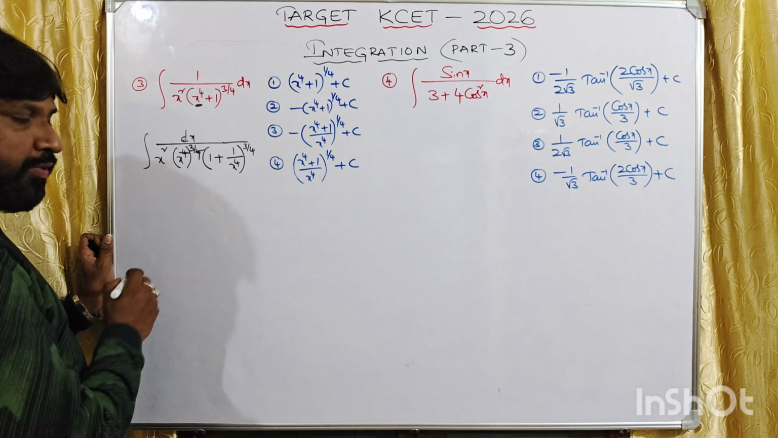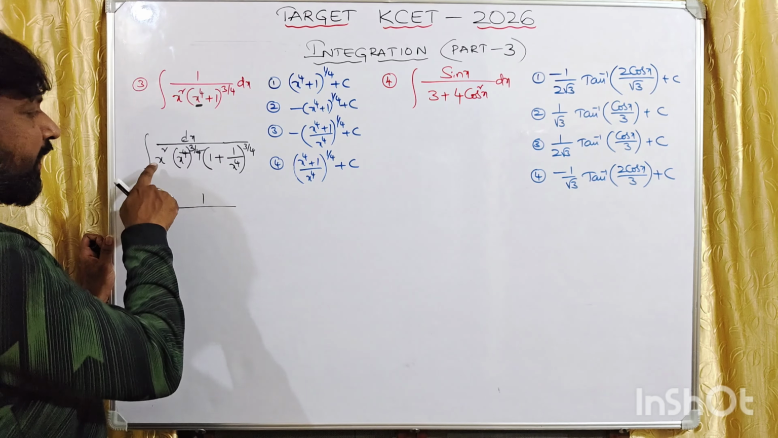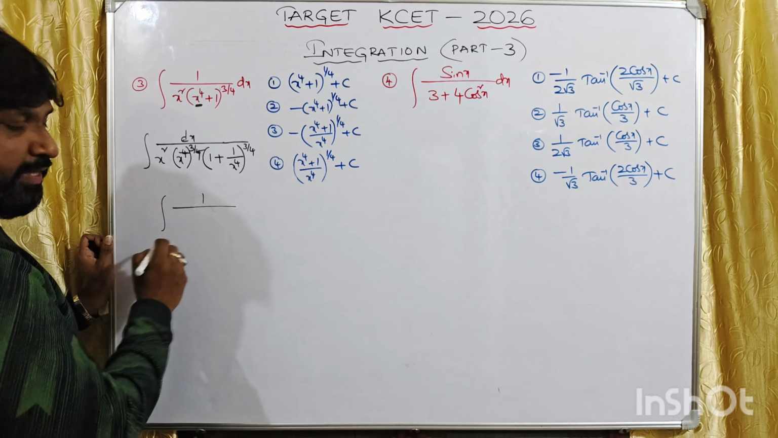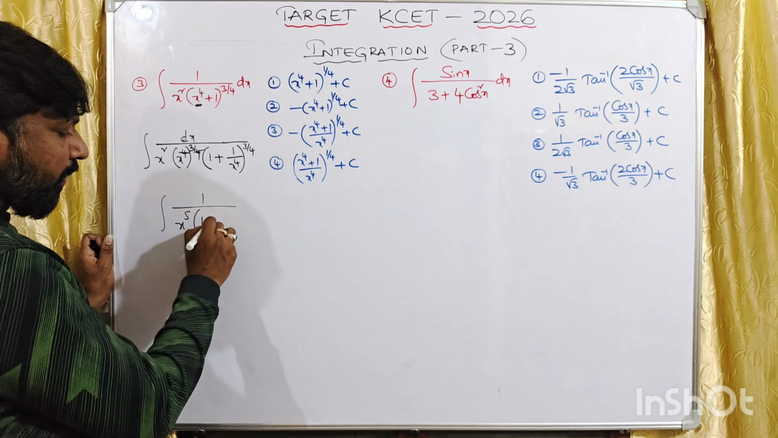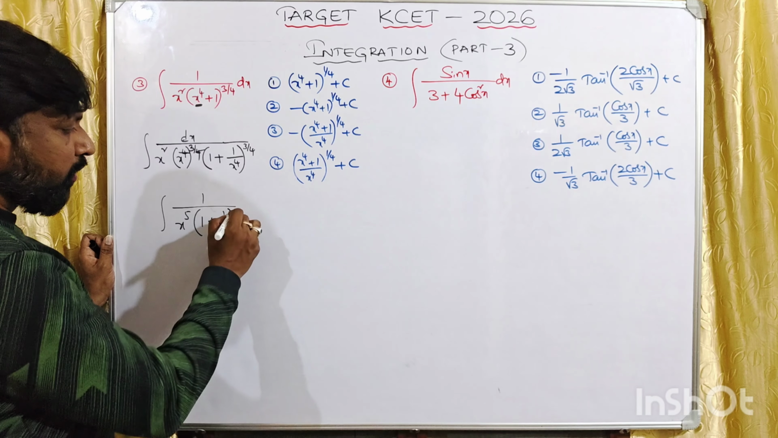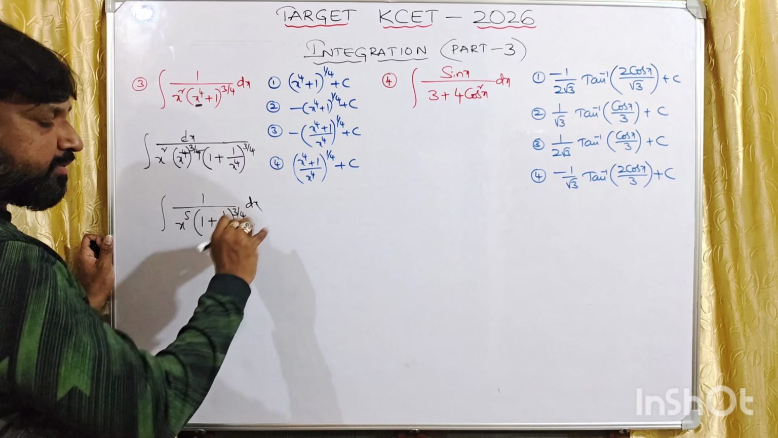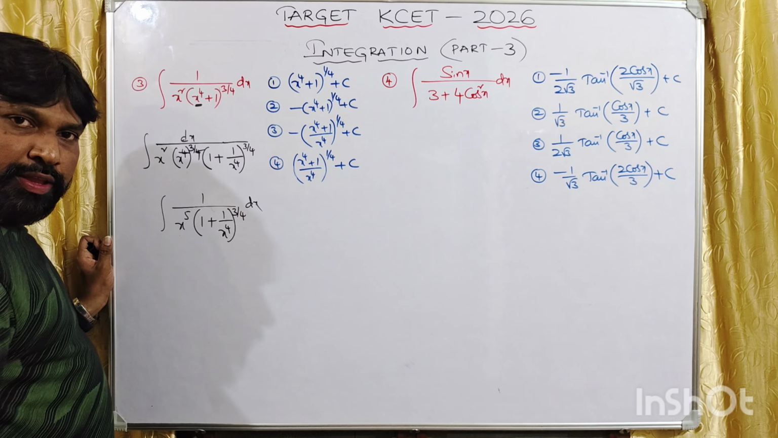4 and 4 get cancelled. This can be written as 1 by x square into x cube remains here. So x power 5, 1 plus 1 by x power 4 whole power 3 by 4 into dx. Clear? Now if you take LCM, you are getting x power 4 plus 1 by x power 4. These two options are wrong. From these two, any one of the options is correct.